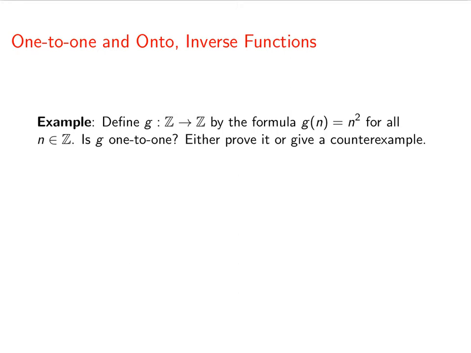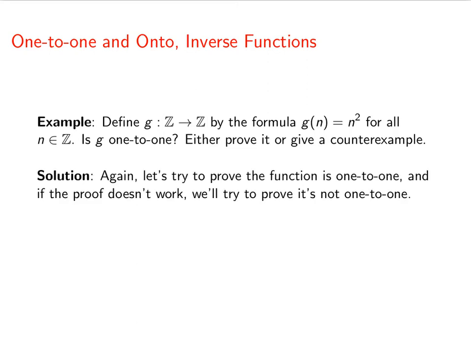Now let's try this example. We'll define g as a function from the integers to the integers by the formula g of n equals n squared for all n in the integers. Is this function one-to-one? We're going to either prove it or give a counterexample. Again, we're going to try to prove that it's one-to-one. If it doesn't work, then we'll try to prove it's not one-to-one.